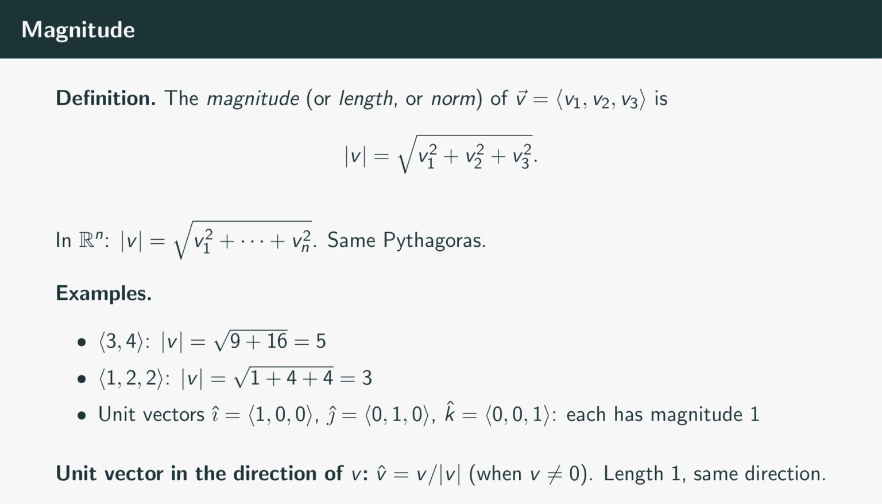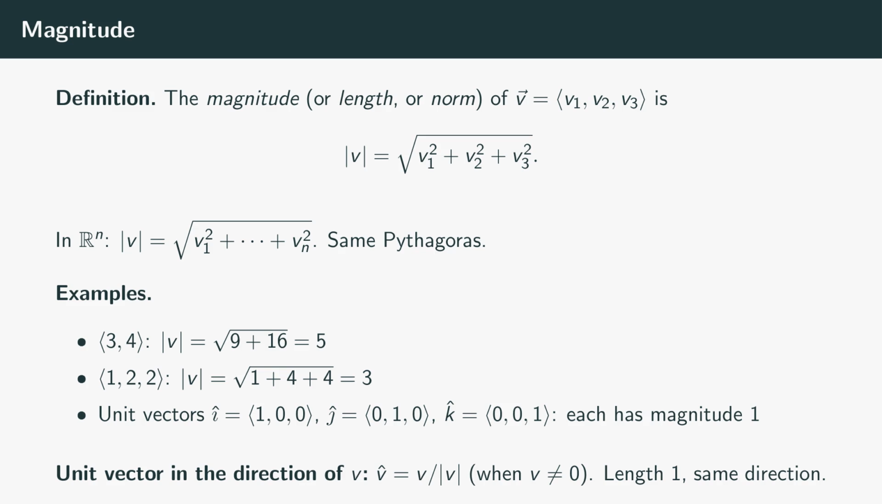A couple of warm-up examples. The vector in angle brackets 3, 4 in the plane has magnitude the square root of 9 plus 16, which is 5. The classic 3, 4, 5 right triangle. The vector 1, 2, 2 in space has magnitude the square root of 1 plus 4 plus 4, which is 3. The three standard basis vectors i hat, j hat, k hat, which are 1, 0, 0, then 0, 1, 0, then 0, 0, 1, each have magnitude 1 and point along the positive x, y, and z axes respectively.